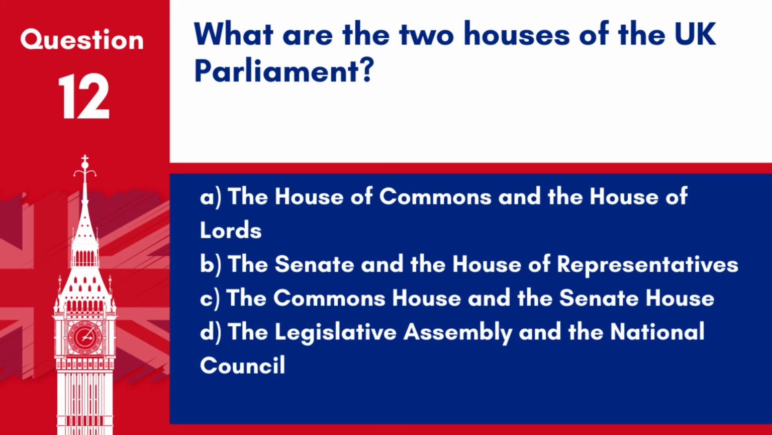Question 12. What are the two houses of the UK Parliament? A. The House of Commons and the House of Lords. B. The Senate and the House of Representatives. C. The Commons House and the Senate House. D. The Legislative Assembly and the National Council. Answer A. The House of Commons and the House of Lords. These two houses make up the bicameral UK Parliament.